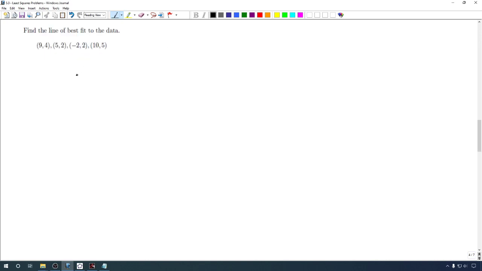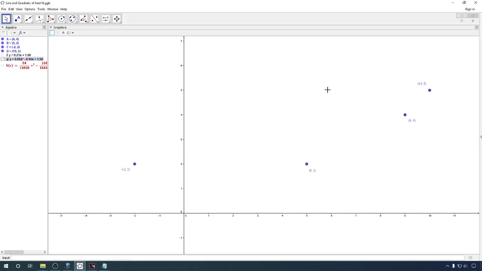Now let's return to this line of best fit stuff that we talked about back at the beginning of the first video. This is kind of a more typical example of how this idea is used. Rather than starting with a system of equations already, we start with some data and we want to find some way to actually represent that data. So we have these 4 points, and we can plot them: (-2, 2), (5, 2), (9, 4), and (10, 5).